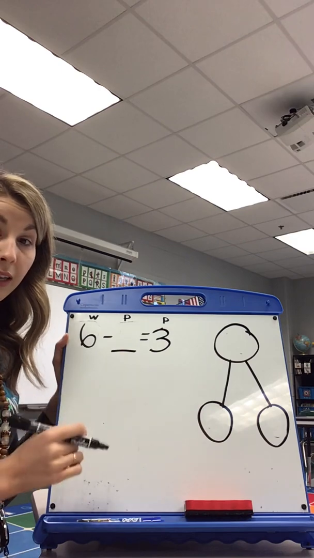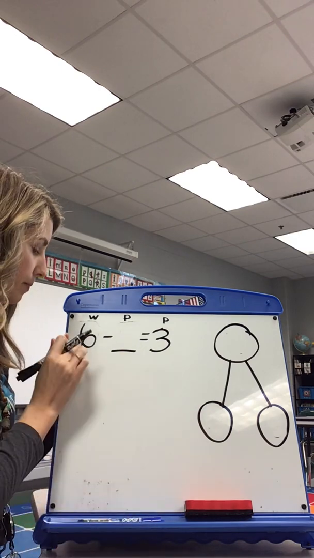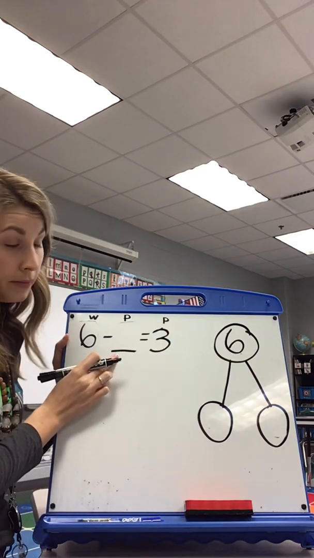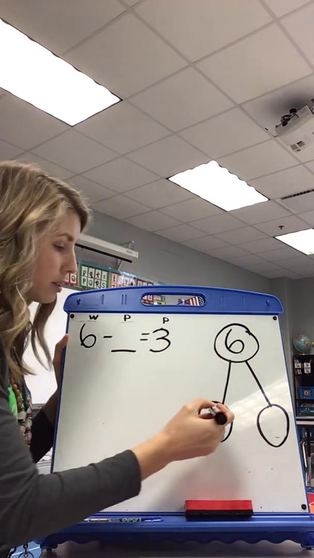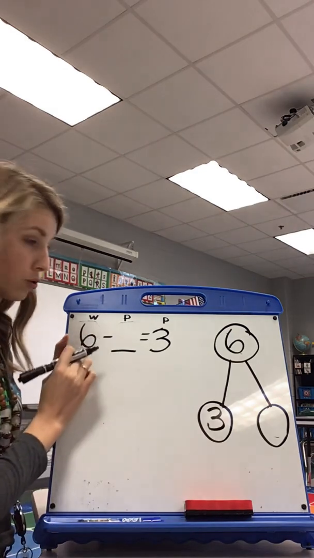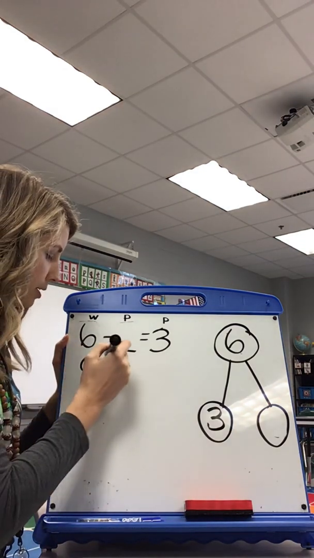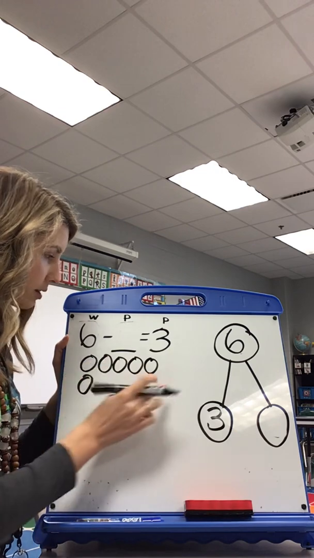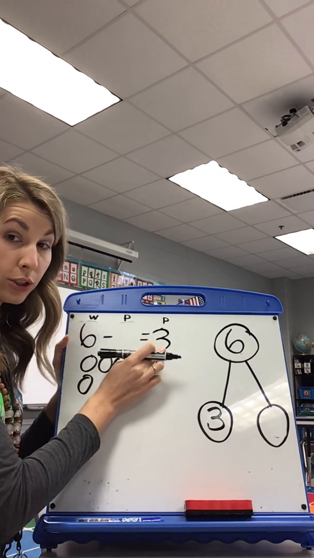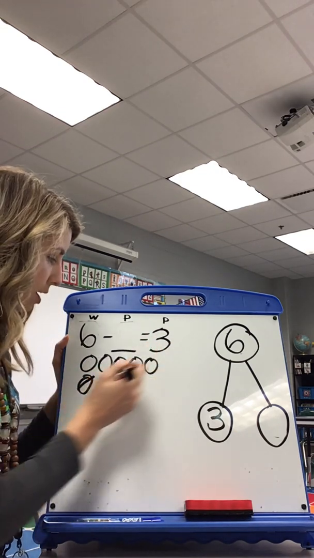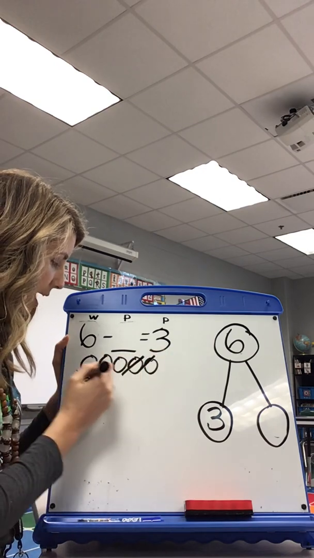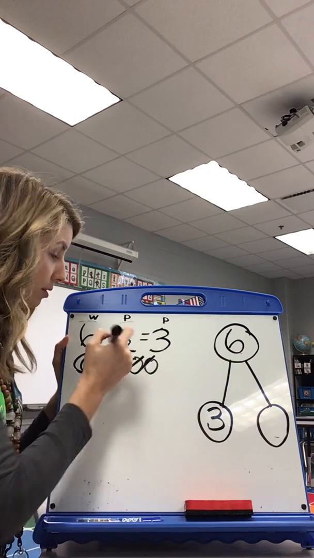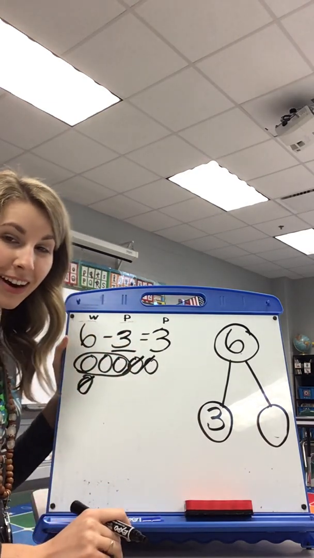So fill in the number bond first. The whole number is 6. The part we don't know, but the part we do know is 3. Draw out your whole number. 1, 2, 3, 4, 5, 6. Take away the part we know, which is 3. 1, 2, 3. And what do we have left? 3. Hey, what do you know? That's a doubles fact.